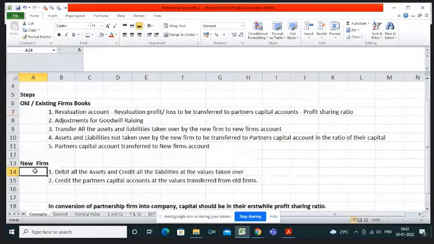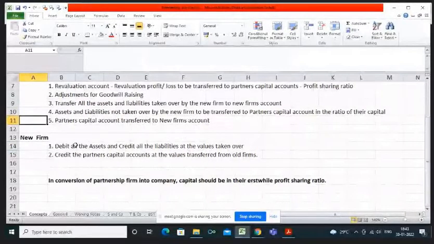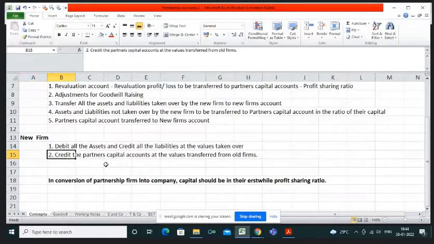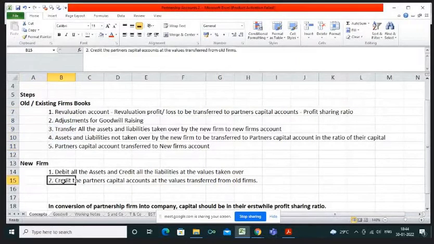But unless you do the revaluation account, unless you transfer those balances to the partners' capital accounts, you will not have step number 2. What is step number 2 in the case of the new firm? Credit the partners' capital accounts at the values transferred from old firms. So, in order to arrive at the partners' capital accounts of the old firm, we have to do all these steps. Only if you do all these steps will you get this. So, directly or indirectly, you have to do all these steps.